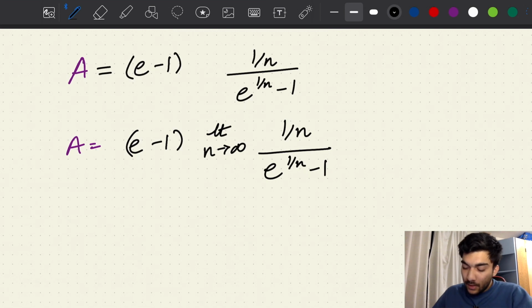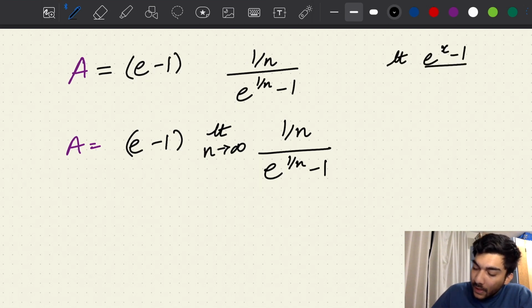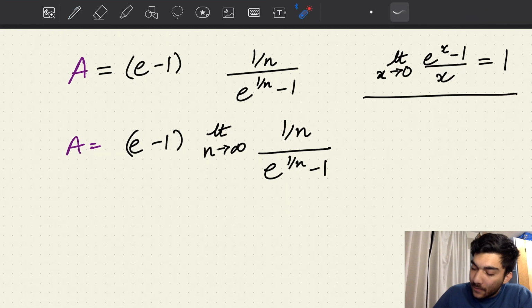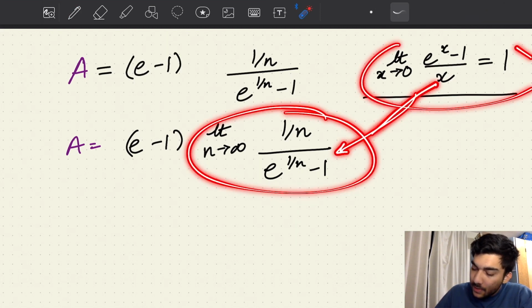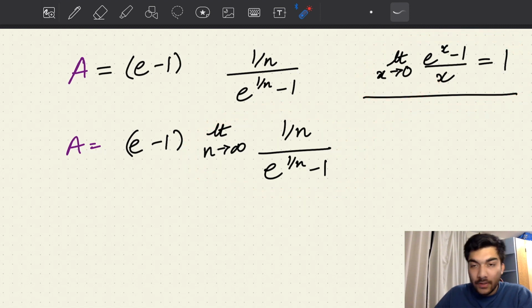And this is the point where we'll use the second fact that we discussed in the first half of the video. The second fact was, if I have a limit of (e to the power x minus 1) upon x, where x is tending to 0, the limit is always equal to 1. And we see that it's very similar. This limit is very similar to the limit that we discussed in the first half of the video. Instead of 1 by n, I just need an x in place of 1 by n. And instead of n tending to infinity, I want x tends to 0.